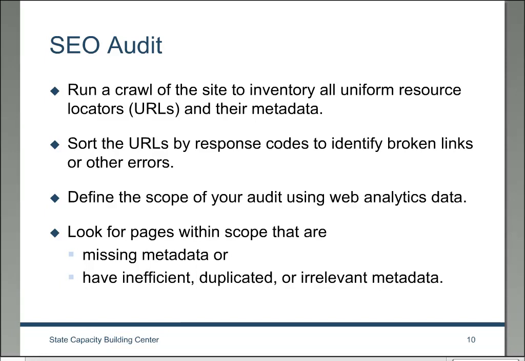You want to then look for pages within your scope, once you've determined it, that are missing metadata, and so they don't have any of those page titles or meta descriptions in them at all. Or that perhaps have metadata that's not really efficient, or that's duplicated from page to page, or that's irrelevant. An example of that is many content management systems have an automatic feature where they just populate the same meta description in every new page that you create, or they take the first 150 or whatever it might be for that content management system characters and automatically populate that into the meta description.